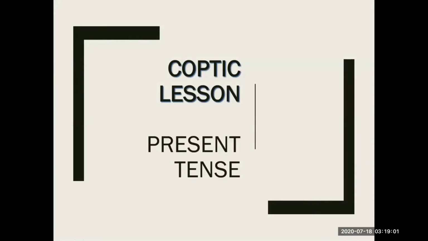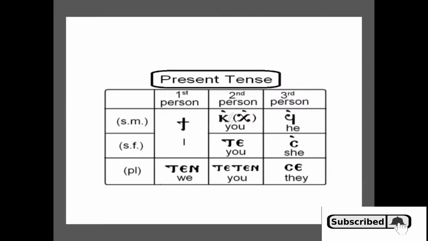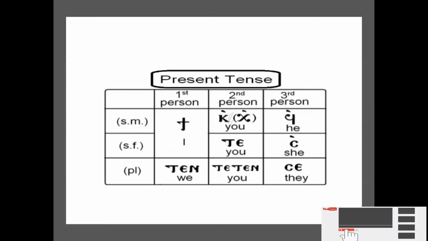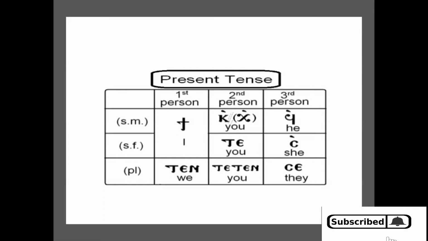Alright guys, so today we will take the negative of the present tense. Before we start learning about the negative of the present tense, let's review how the present tense looks like. Last time we divided into 3 groups: first person, second person, third person. We said when we use I, before the verb we use T, and when we talk about a group of people, when we say we, we use tain before the verb.